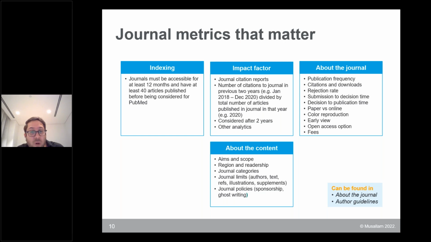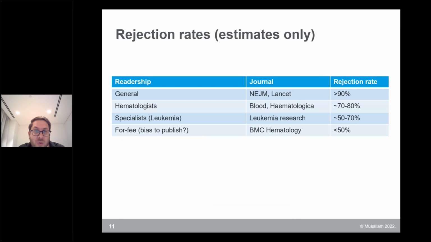And then the journal policies, whether they allow you, for example, to have a sponsor or medical writer assistance that is paid by pharma for a review article or not. Sometimes they tell you we do not accept this. Imagine how many things there are out there for you to look into before you decide on a journal.